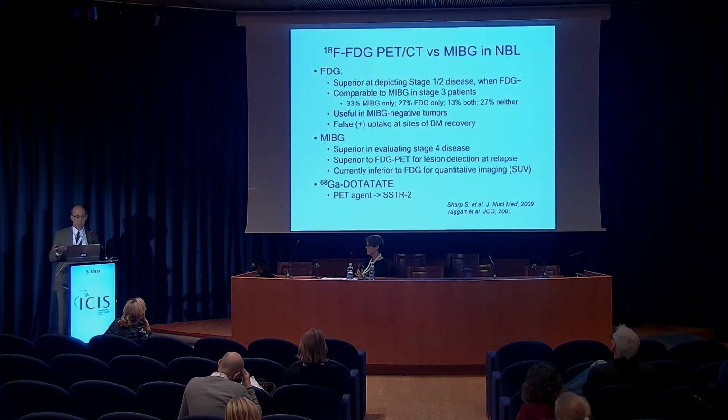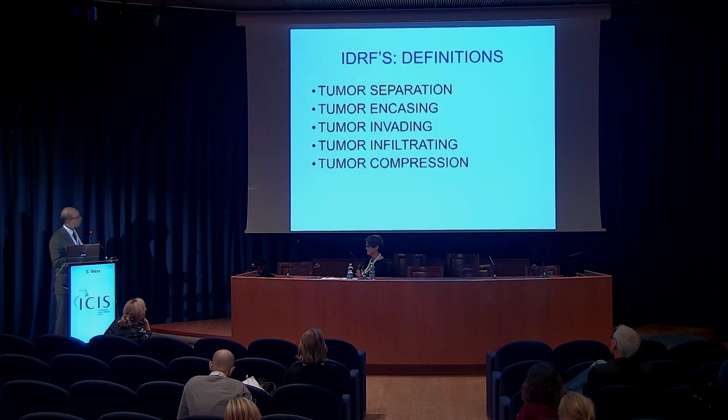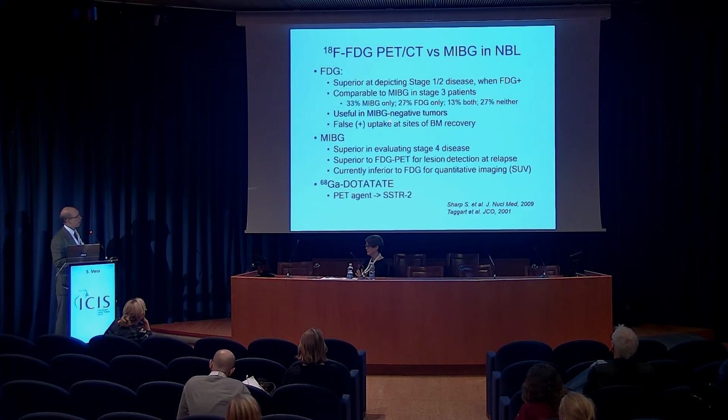What about PET scanning? That's another conversation. FDG PET scanning. I think for the majority of patients, we're still doing MIBG scanning. It is useful in those patients who have MIBG negative tumors. The problem with FDG is there are false positive uptake sites at sites of marrow recovery, and that's the biggest problem, making it limited in terms of evaluating stage 4 disease, and certainly for evaluating patients after treatment where marrow recovery is present for detecting marrow-based lesions.